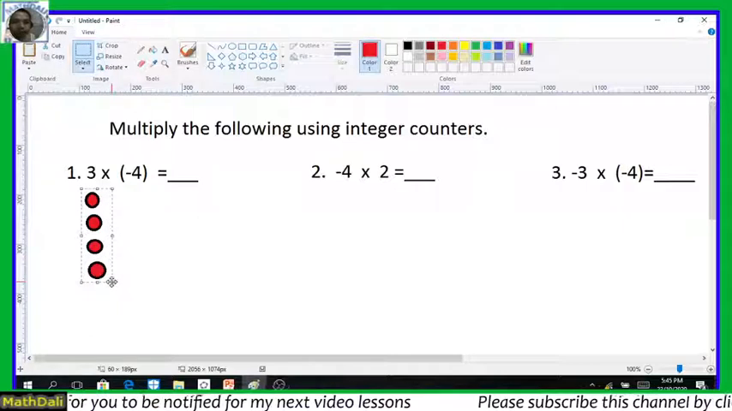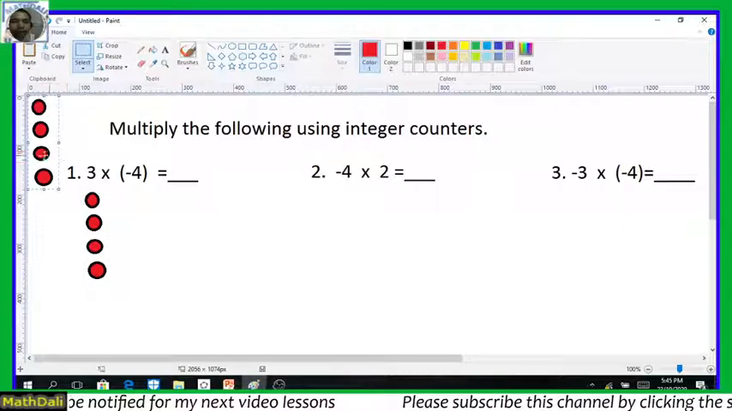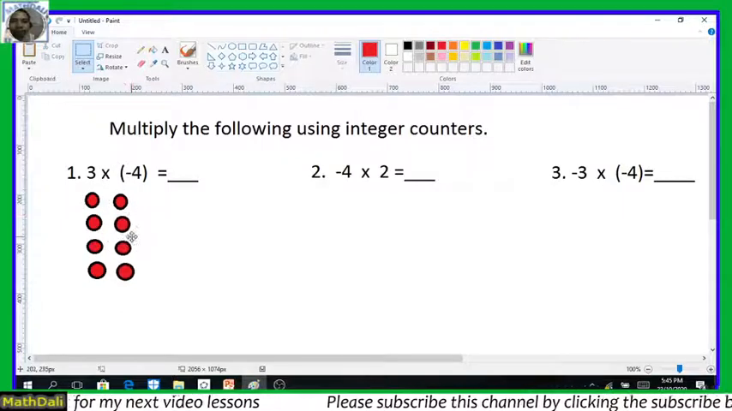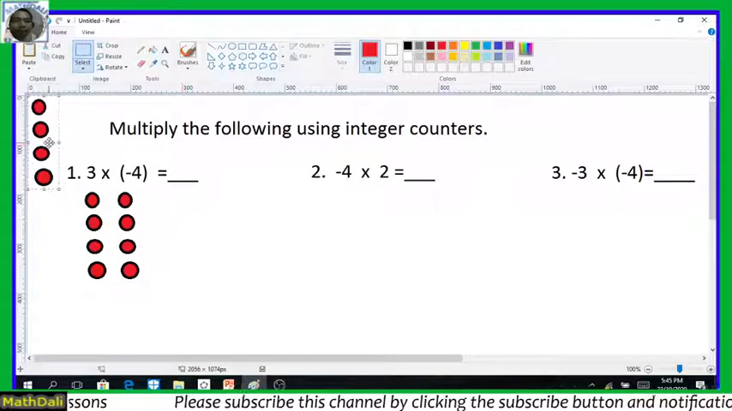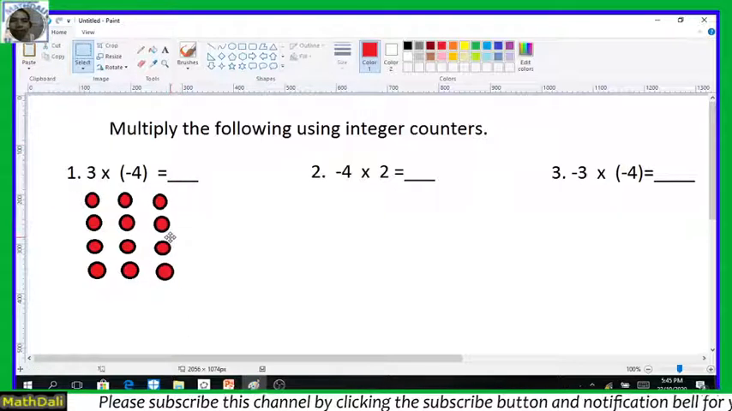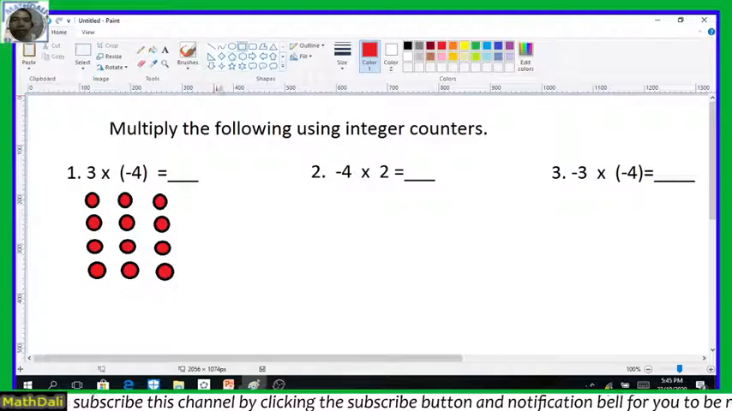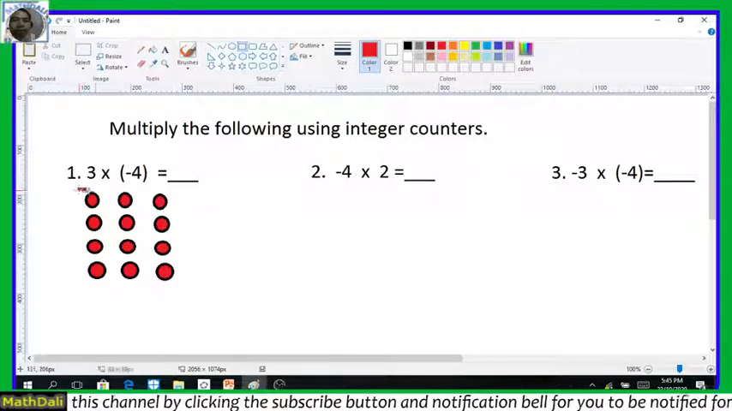So, another group. Then we have another group. Sabihin yan, 3 groups. So, we have this.